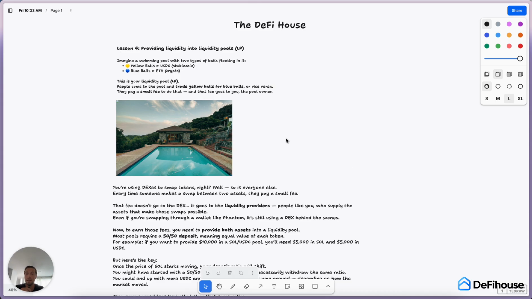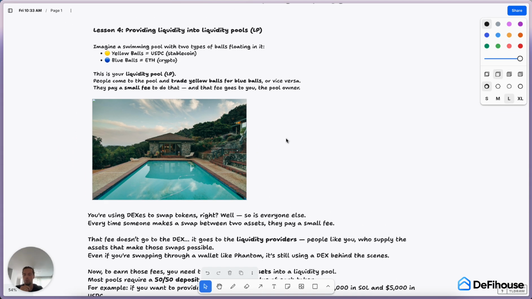So, very simply, imagine a swimming pool with two types of balls floating in it. Let's say we have some yellow balls acting as USDC, for example, and some blue balls acting as Ethereum. So this is your liquidity pool. People come to the pool and trade the yellow balls for the blue balls or the blue balls for the yellow balls. So they are consistently trading from one asset to another asset.